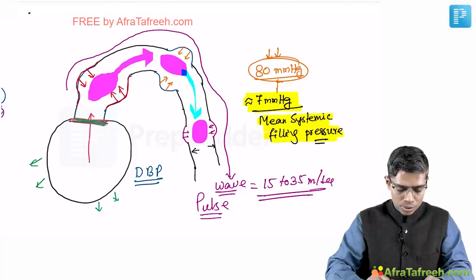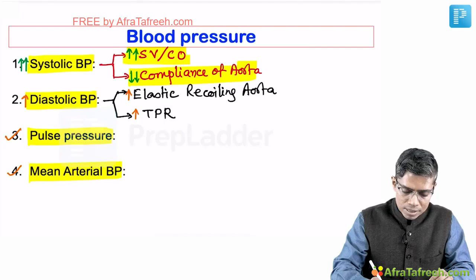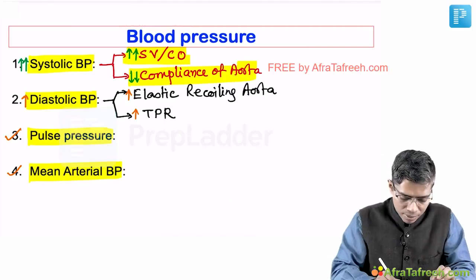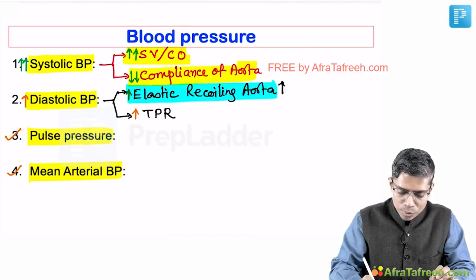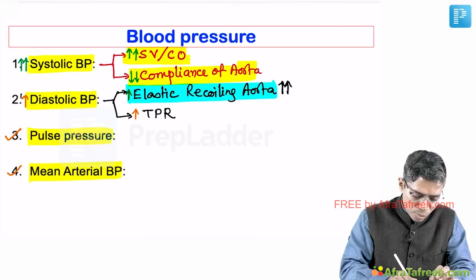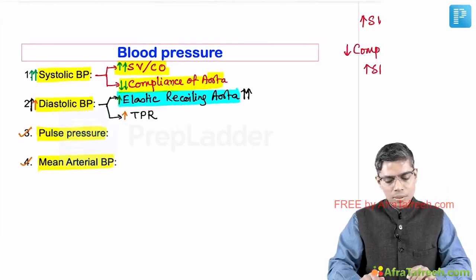And that's why I told you this has been asked in AIIMS entrance examination, what is the major factor for diastolic blood pressure. Your answer is elastic recoiling of aorta and the major vessel. More the elastic recoiling of aorta, more will be the diastolic blood pressure, right? This is the important thing.